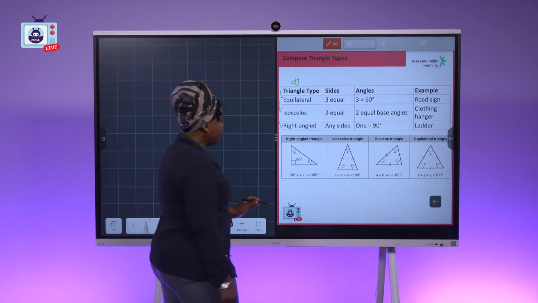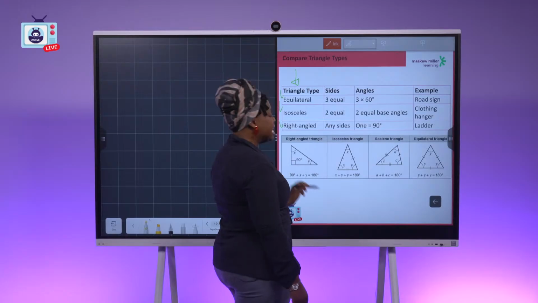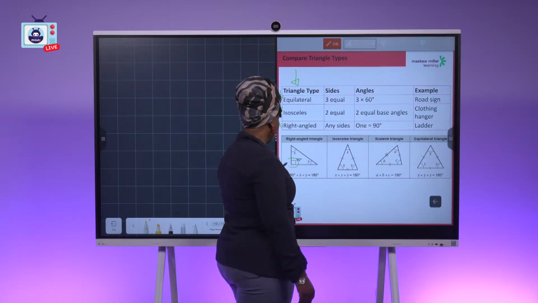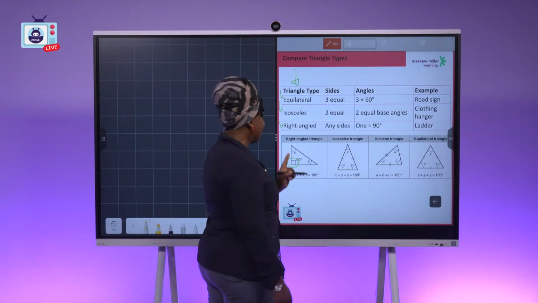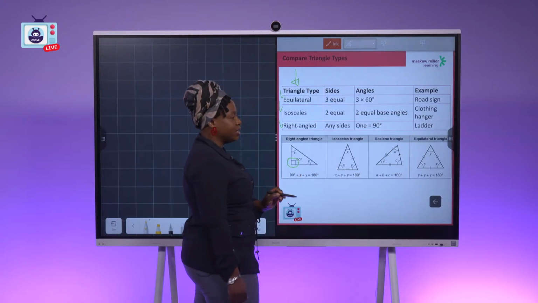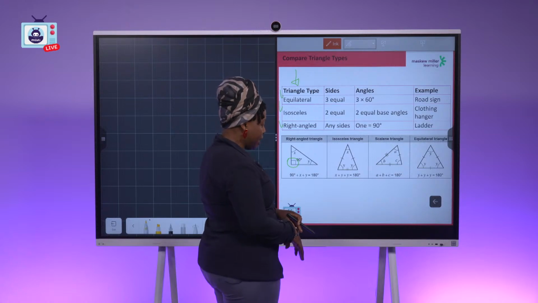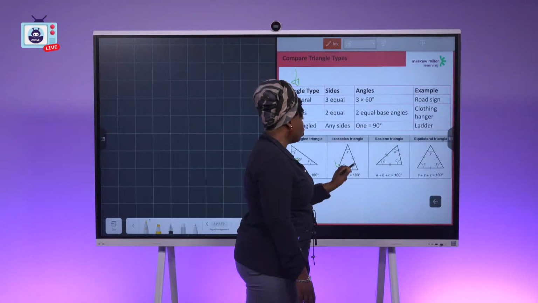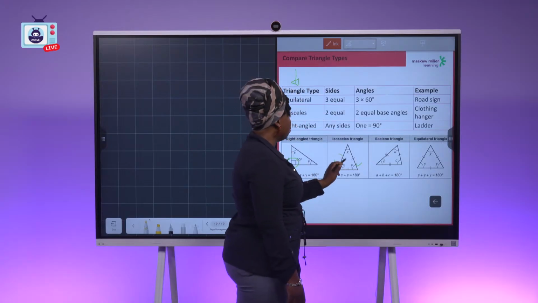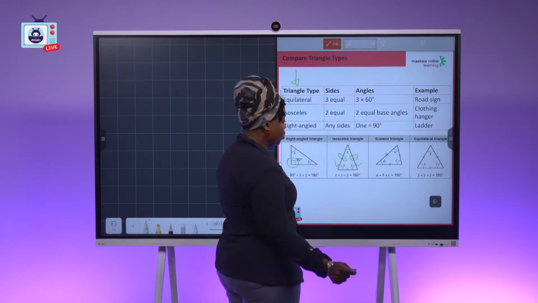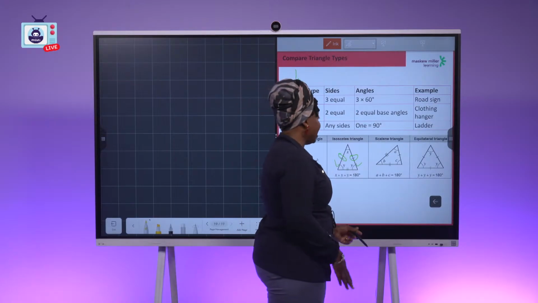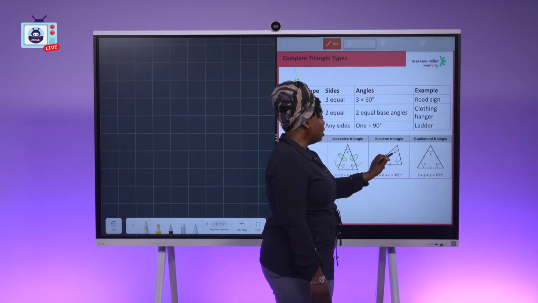So let's recap. With the right-angled triangle, the very important thing you need to note is that there is one angle that must be 90 degrees. If you do not have the 90 degrees, that cannot be a right-angled triangle. Then when we talk about the isosceles triangle, what we need is that two angles must be equal, as well as the two sides opposite those angles, for us to say it's an isosceles triangle. Whereas the scalene triangle has nothing equal. Nothing really has to be equal.